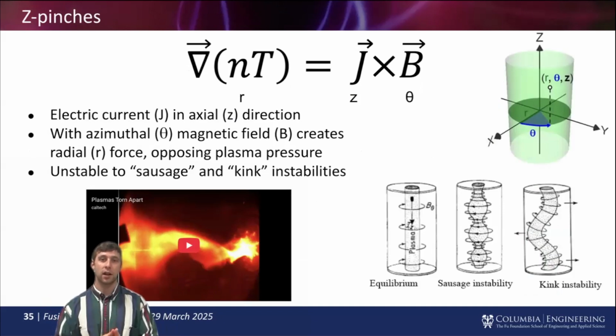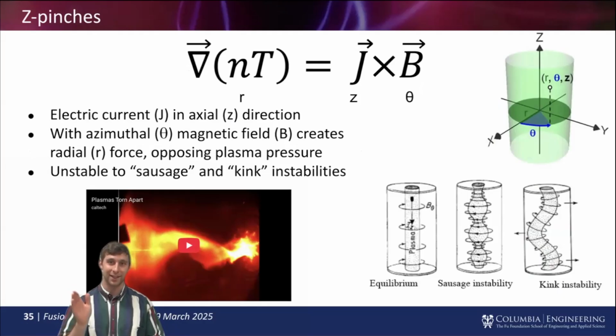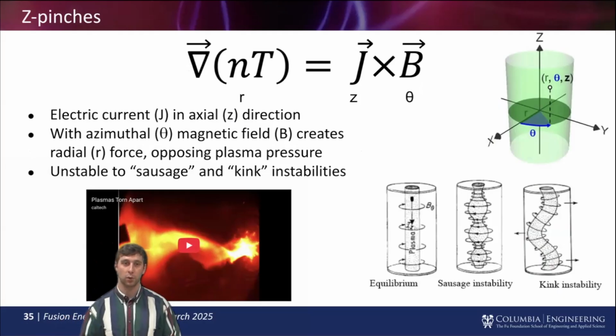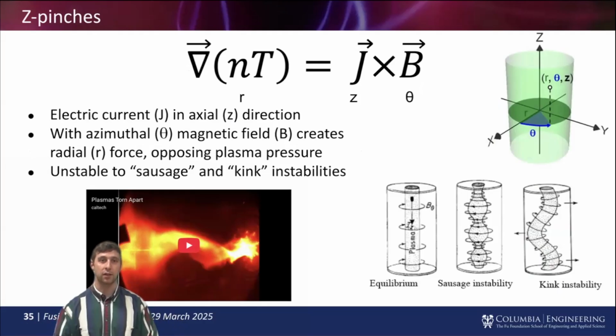So a Z-pinch describes a plasma configuration in which we have, in a cylindrically symmetric system, a plasma current, again indicated by the variable J, that's moving in the axial direction, so along the Z coordinate if we have a typical coordinate system, hence the name Z-pinch.